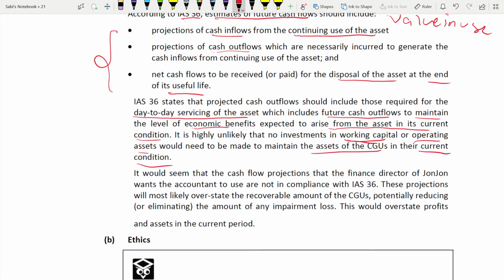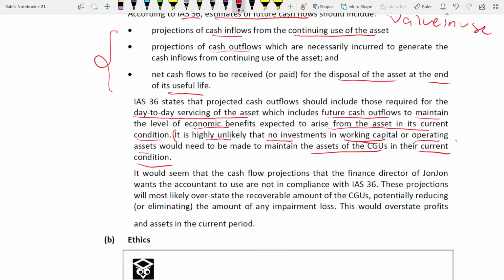What does this mean? I'm sure most of you didn't understand this sentence. It is highly unlikely that no investments would be needed. Please understand, they didn't say that working capital will be met. They said it is highly unlikely that no investment would be needed. It means the chances are very low that you don't need any working capital. That means you need working capital to maintain your assets in the CGUs, right? Working capital, operating assets. So you have to include this in your projections.